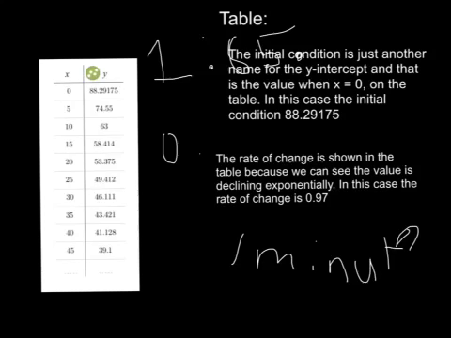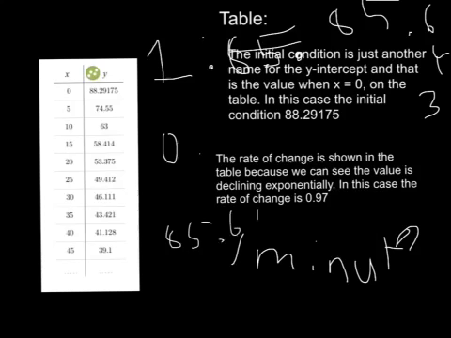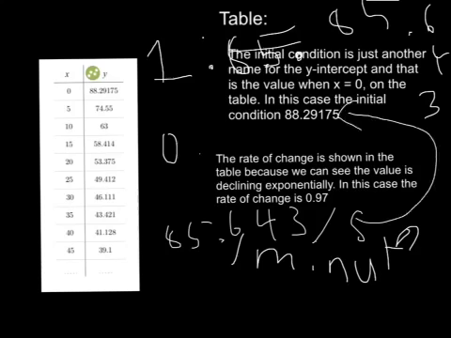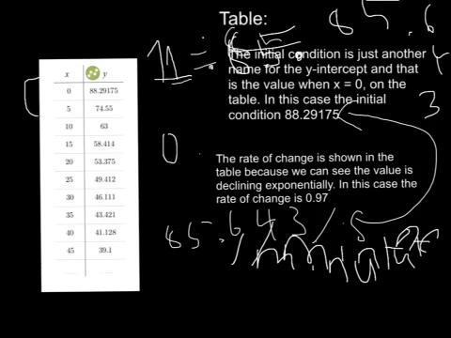And so the temperature after 1 minute was 85.643. So all we have to do now is just divide the temperature after 1 minute by the starting value, or the initial condition. So that would be 85.643 divided by our starting value, which is 88.29175. Well, the answer to that is 0.96.